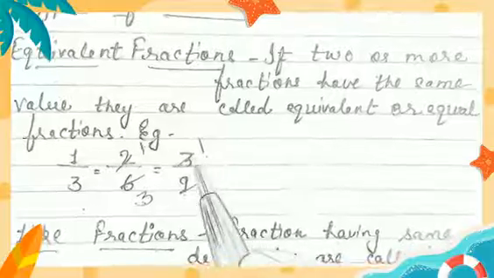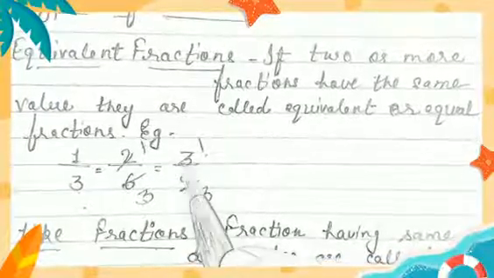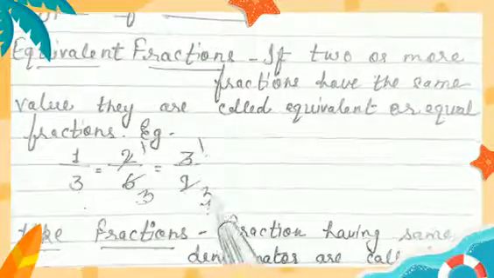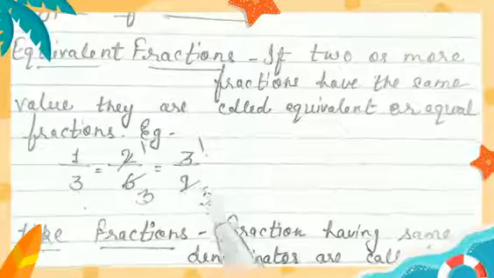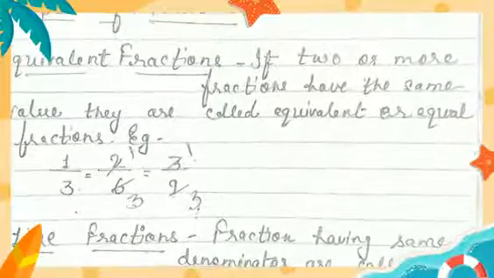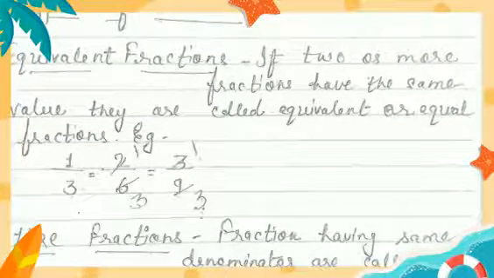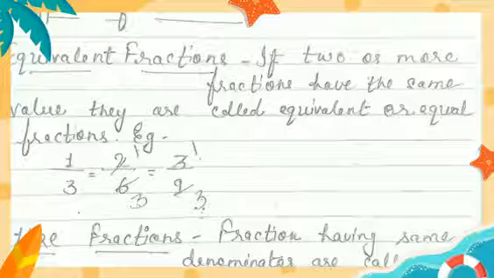Another example is 3 by 9. 3 ones are 3, 3 threes are 9. So, it also has equal value to 1 upon 3. So, if the fractions have the same value, they are called equivalent fractions.